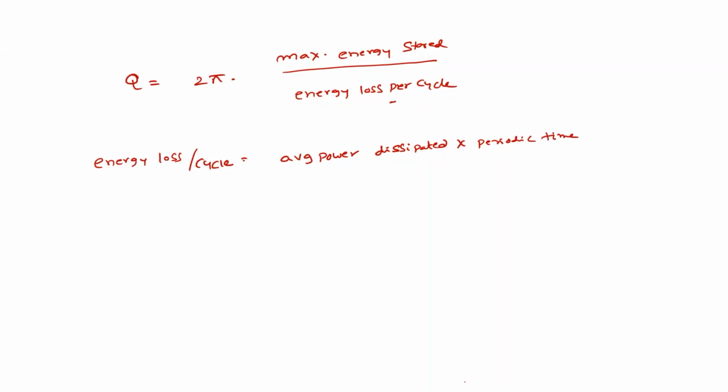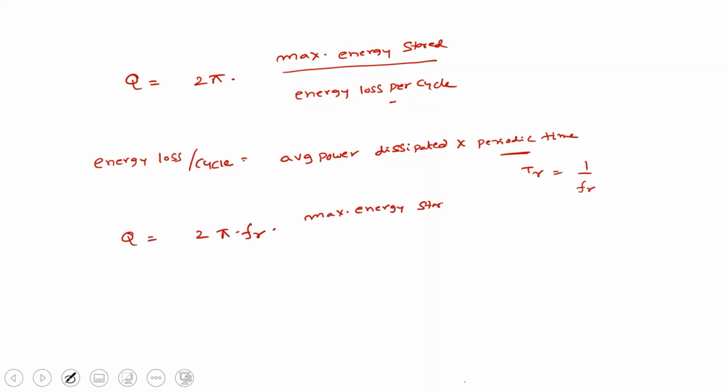What is the periodic time? This time TR equals 1 by FR, the frequency of that resonant circuit. So Q can be written as 2 pi into FR, multiplied by the maximum energy stored, divided by the average power dissipated. Agree?